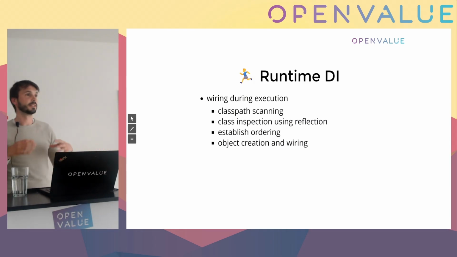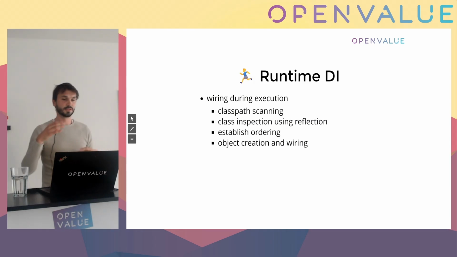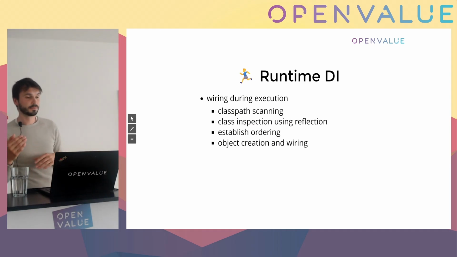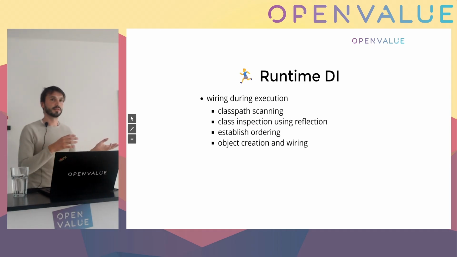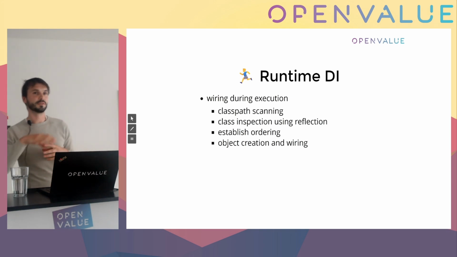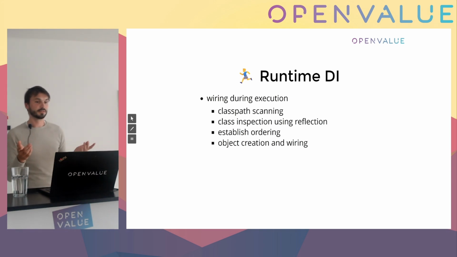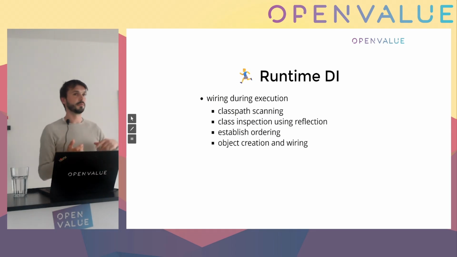What happens there is the classpath is scanned for the classes. They're then inspected using reflection. And once again, they use a dependency graph to establish the ordering. But they don't generate code in the end. They create the objects and wire them all together.